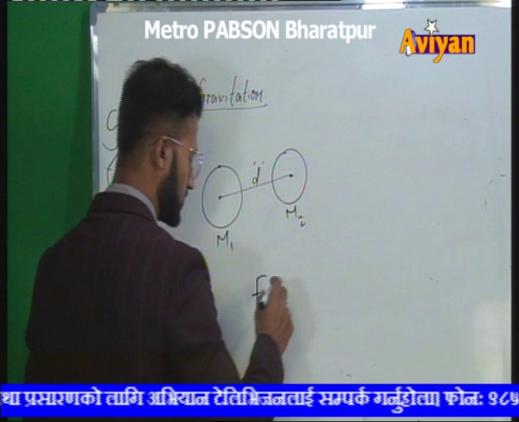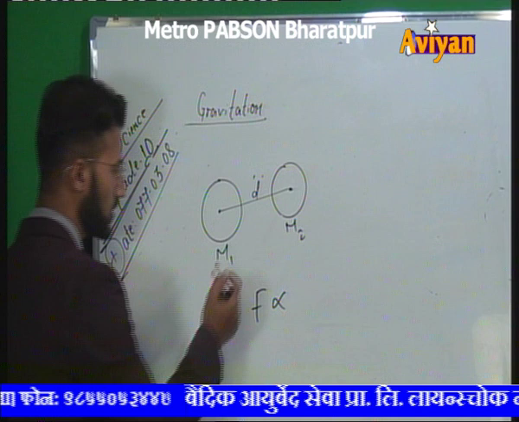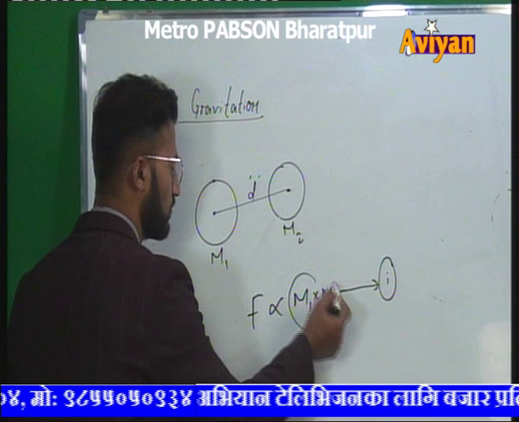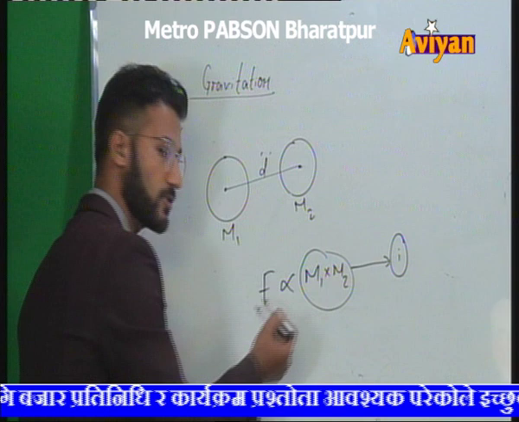According to Newton's universal law, force of gravitation is directly proportional to the product of their masses. Product means M1 into M2. This is equation 1, let's say. It means the more the product value, the greater the force of attraction. The lesser the product value, the lesser the force of attraction.